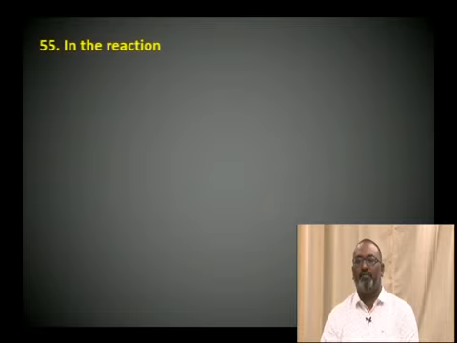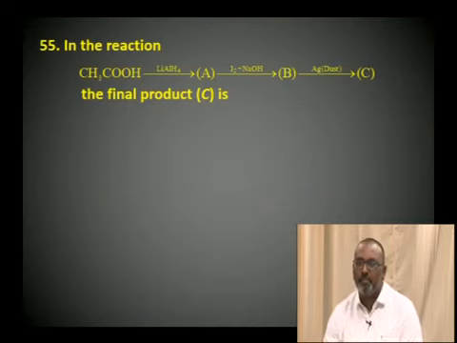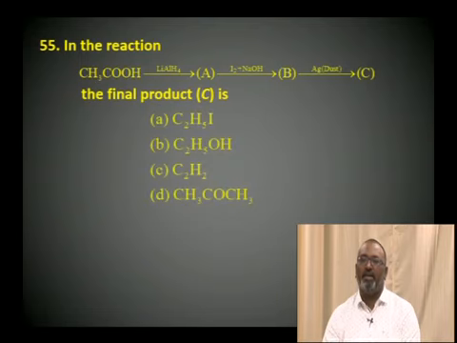Question number 55. In this reaction, acetic acid is treated with lithium aluminum hydride to produce A, which is followed by reaction with iodine and sodium hydroxide to produce B, followed by reaction with silver dust to produce C. And they are asking us what is C. The options given are C2H5I, C2H5OH, C2H2 and CH3COCH3.